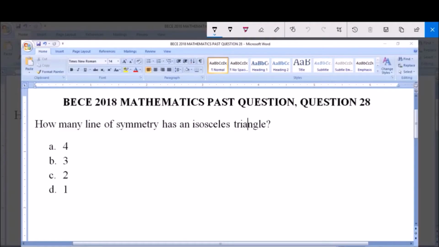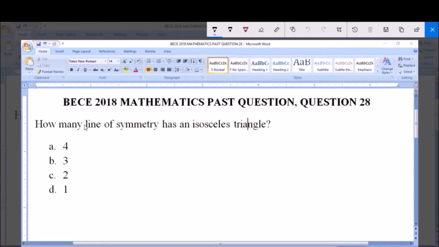Hello, good day and welcome. Today we're going to be dealing with BECE 2018 Mathematics Past Question, question 28. How many lines of symmetry has an isosceles triangle? A 4, B 3, C 2, and D 1.